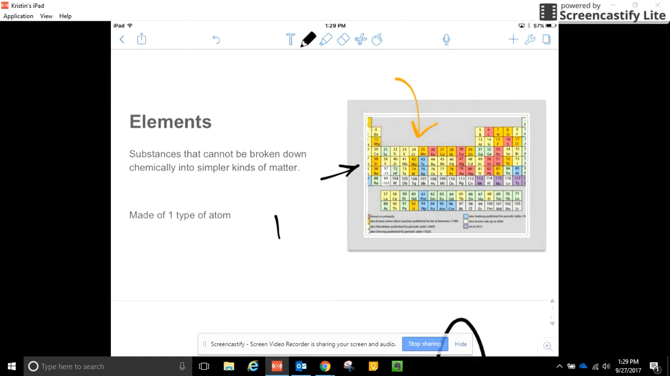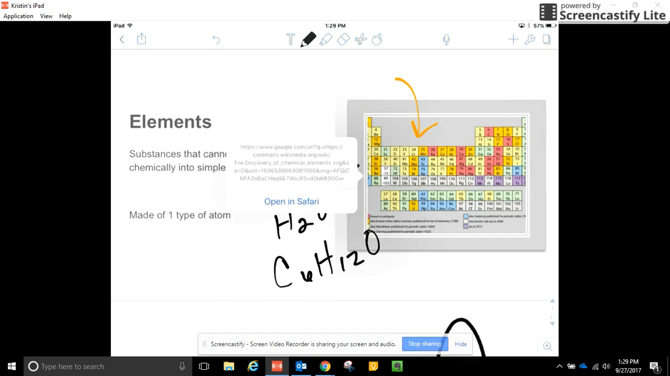So you look at something like H2O, it's made of hydrogen and oxygen. You look at something like sugar, which is C6H12O6, that's made of carbon, hydrogen, and oxygen. So everything that exists that is matter is made up of something from this periodic table.